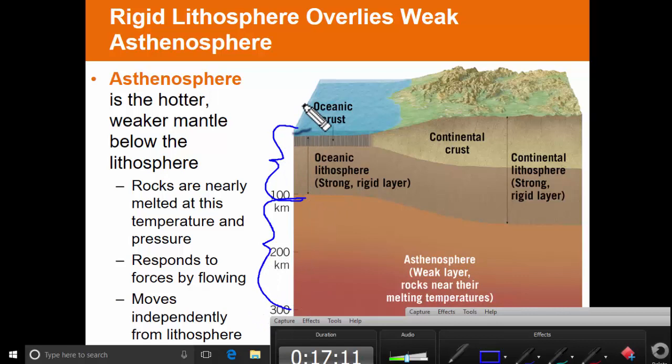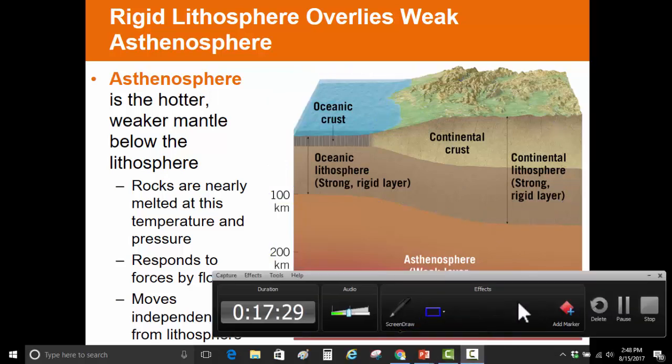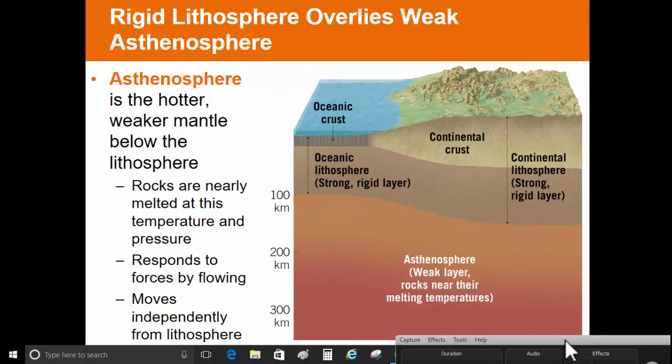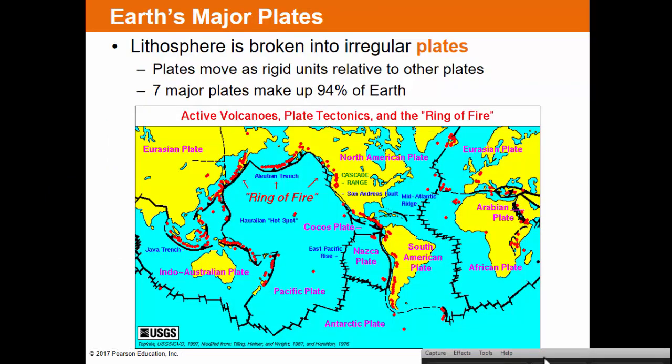Now, an individual tectonic plate can be both oceanic lithosphere and continental lithosphere. As a matter of fact, most plates are a combination of both. There are some plates that are only oceanic lithosphere, but most plates are a combination of both. And so that lithospheric plate will ride on top of the asthenosphere. The asthenosphere is continuous across the entire globe. It's the lithosphere that is broken up into separate plates. So the plates move as rigid units relative to other plates. They move by and into and away from all the other plates on Earth.